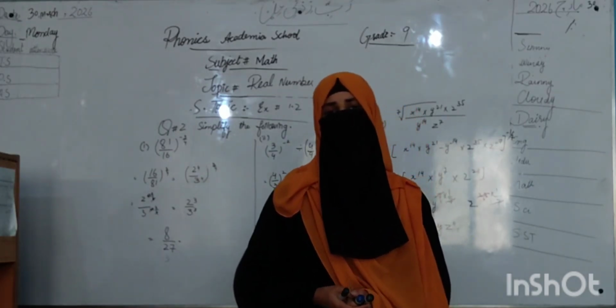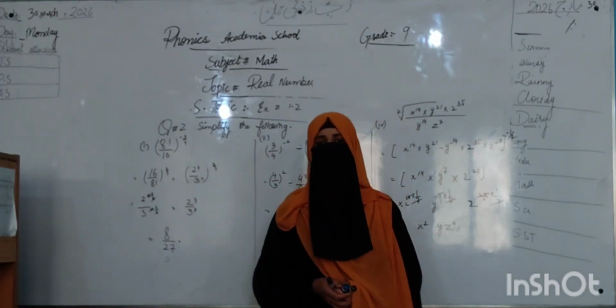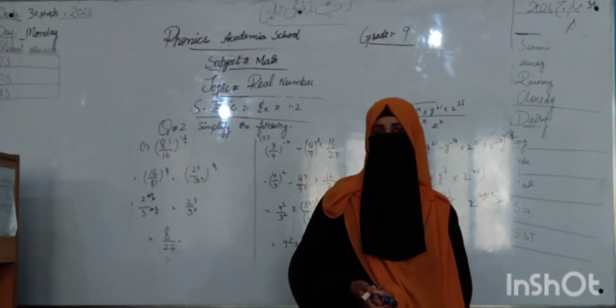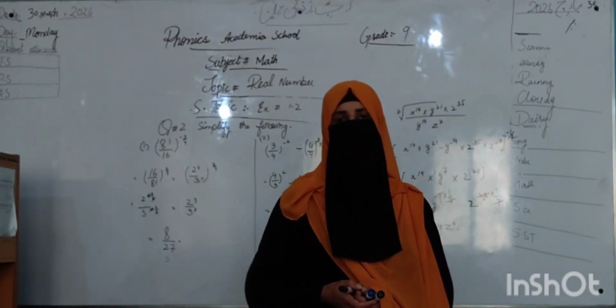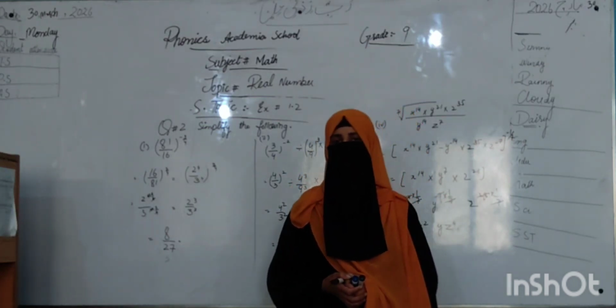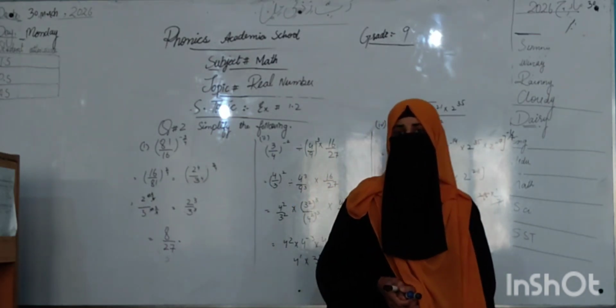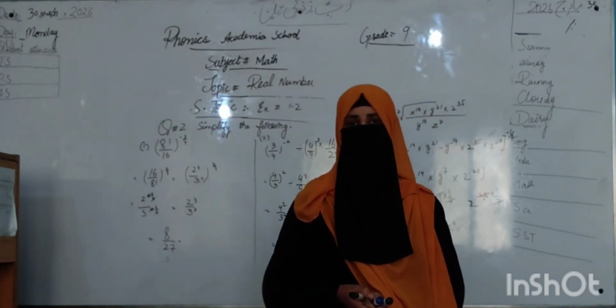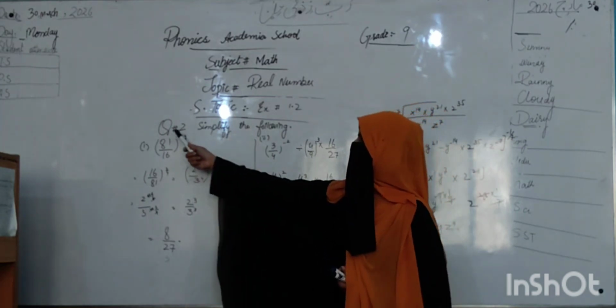Welcome to online class grade 9, in which we have been studying math unit number 1, real numbers. You know that we started exercise 1.1 in our previous lecture, and today we discuss question number 2, how values are given and how to simplify them. So let's start today's lecture with question number 2.